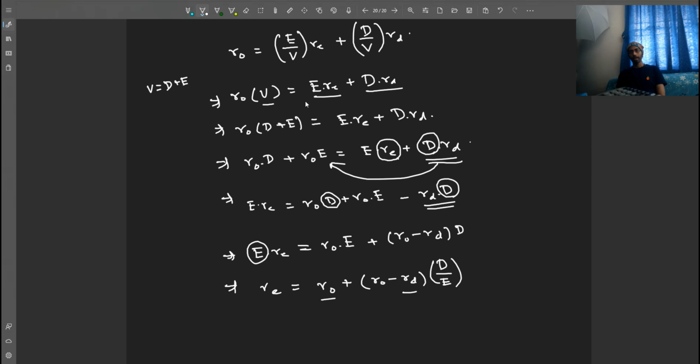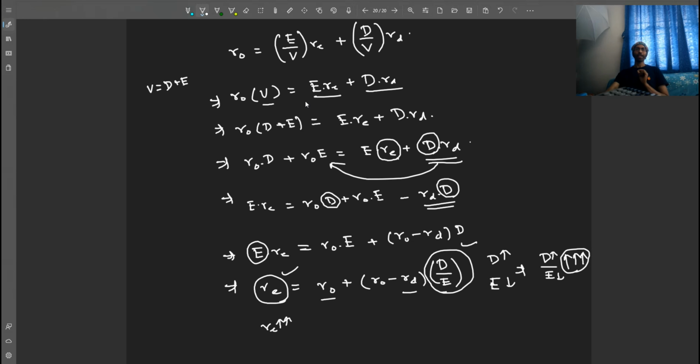Now friends, R0 is constant, RD is constant. Therefore, as the D increases, D by E, this ratio goes up. If this ratio goes up, then RE also has to go up. And this relationship is linear. You can see there is no exponential or square or cube or anything like that. This relationship between RE and debt equity ratio is linear.